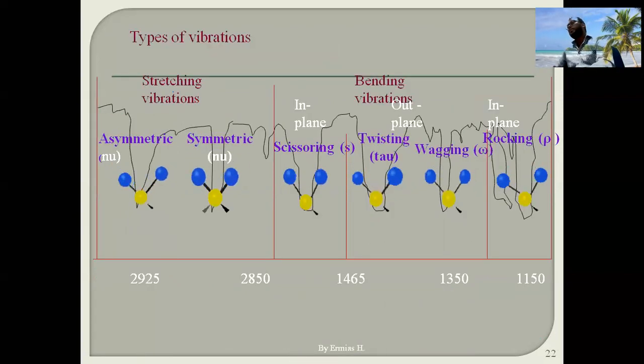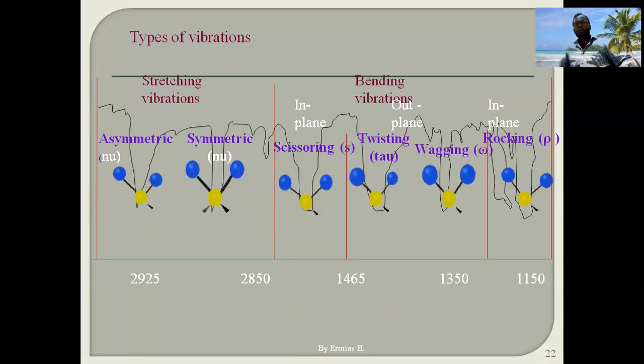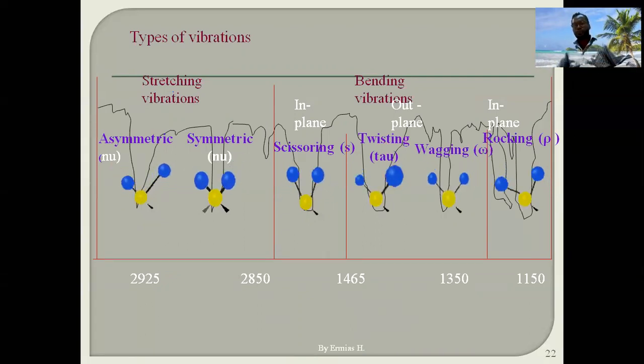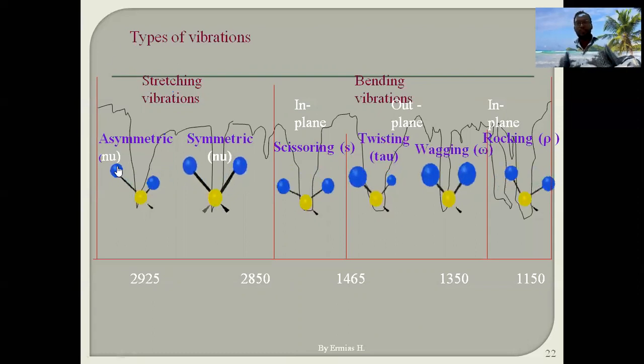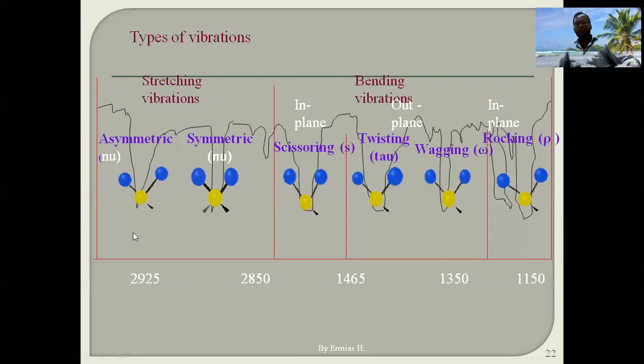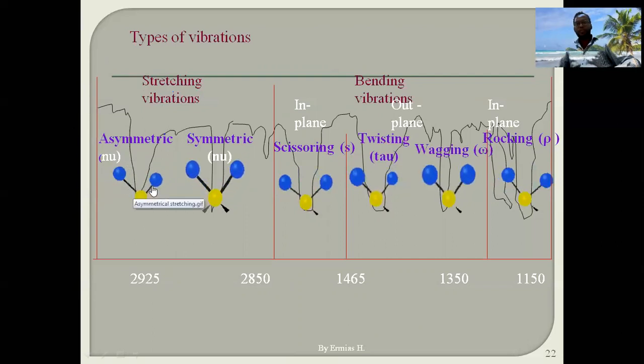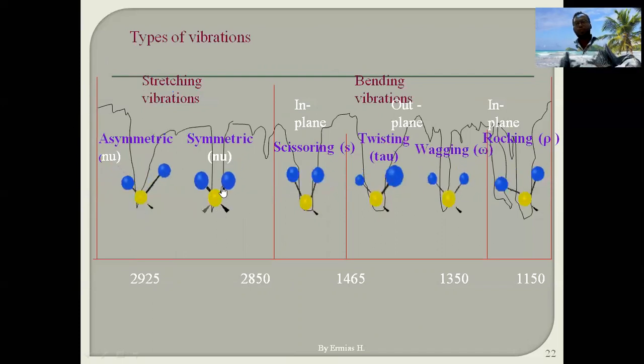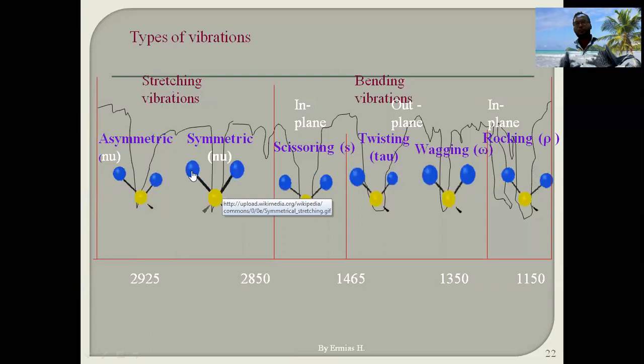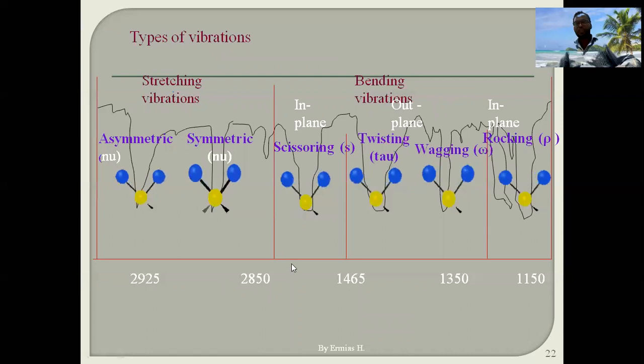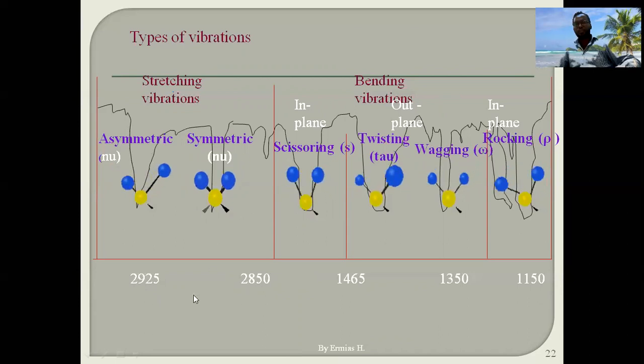Here are simple animations for the types of vibration, or simply vibrational modes. This is the stretching vibration of the atoms. This one is the asymmetrical one. Here is the stretching of the bond, equally stretched. So this one is symmetrical stretching. This stretching exists around these frequencies.